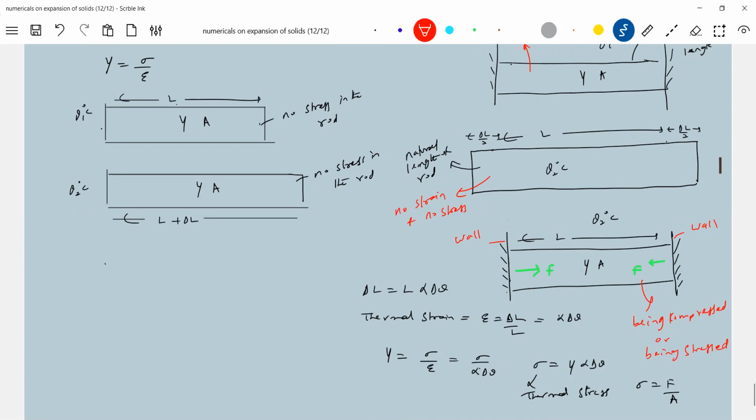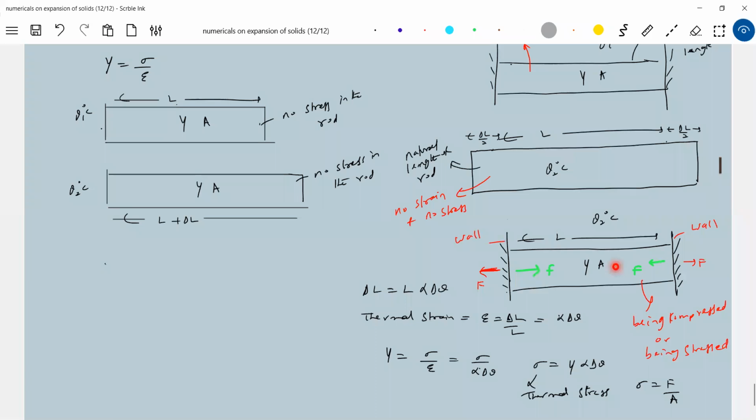In turn, what will happen? The rod will exert force on the wall. This force per unit area will become stress. If there were no walls, the rod will expand. It is at natural length. So when a body is at natural length, no stress will be there.